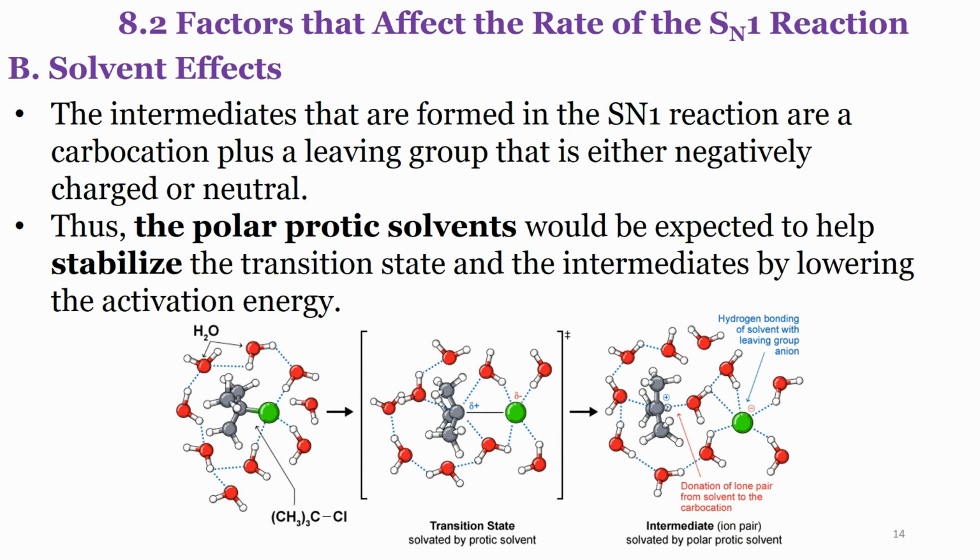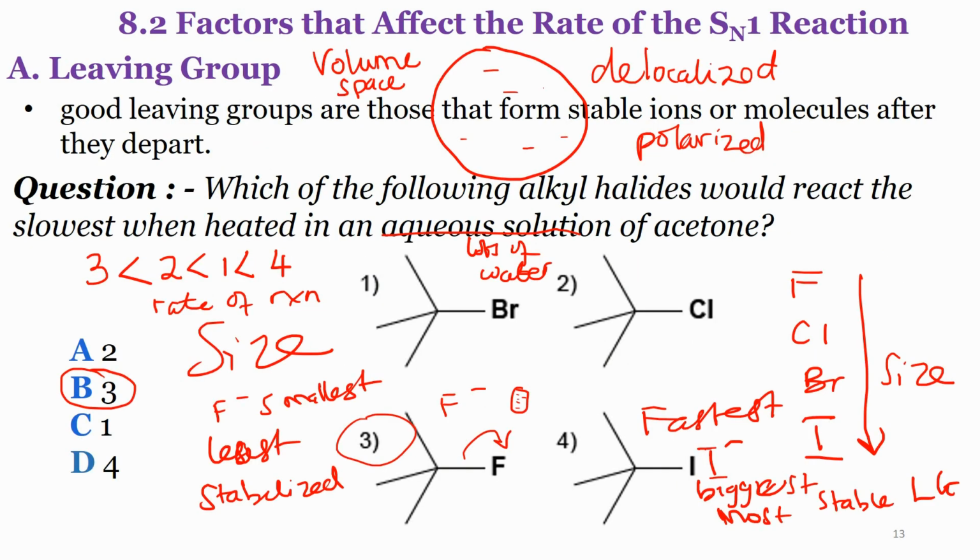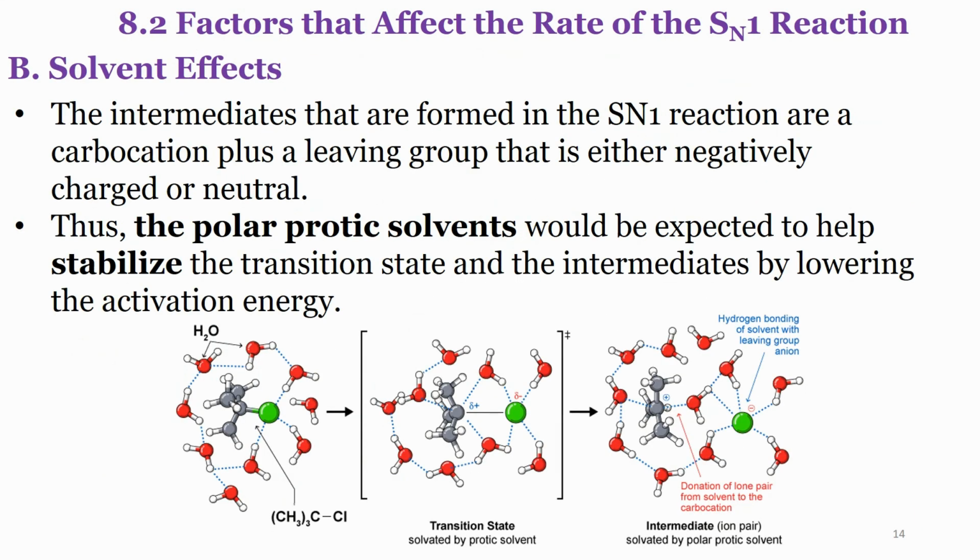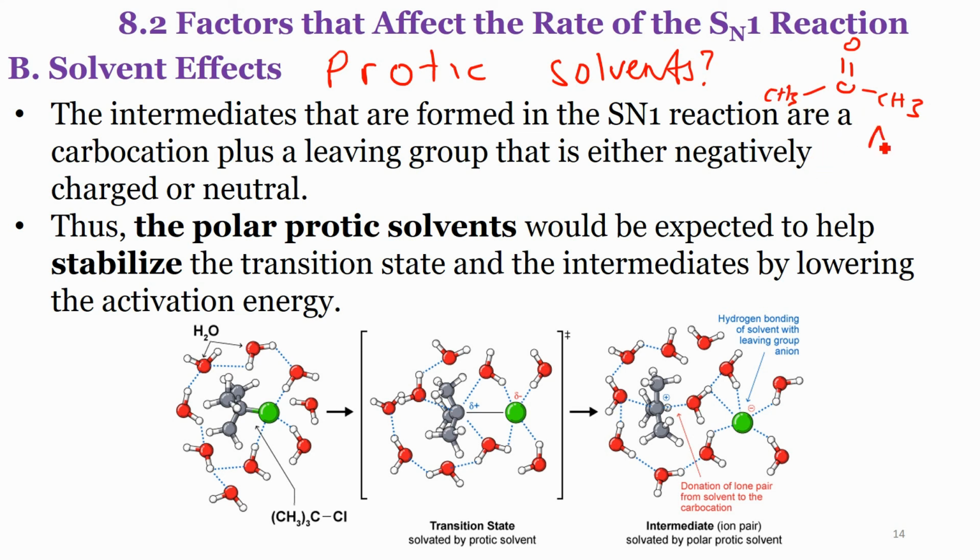Okay, so let's talk about the solvent effects. The first one, we've talked about the leaving group and how it affects SN1. The second one is solvent. Remember, the bottom line I gave you is SN1 prefers protic solvents. So we are about to explain why we need protic solvents. Why don't we want aprotic solvents like acetone? So why do we need solvents like water?